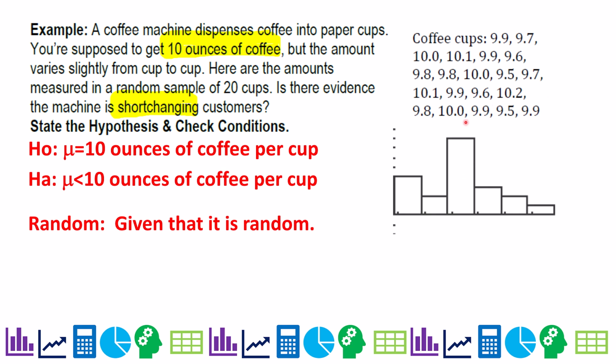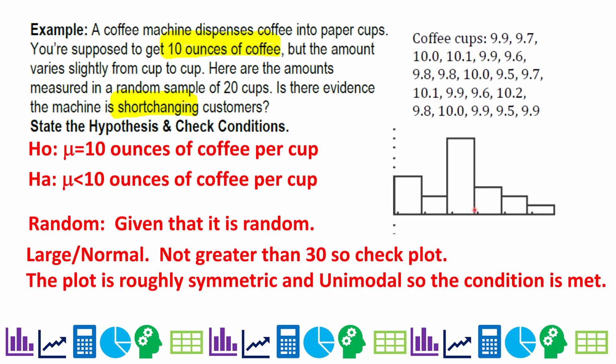You can just count. And so what we have to do is just look at the plot of the data, and I went ahead and created that for you. So if the plot's roughly symmetric, in other words, no major outliers or anything crazy, and it's roughly unimodal, it's fine. The condition is met. You have to have a really crazy plot to reject this.